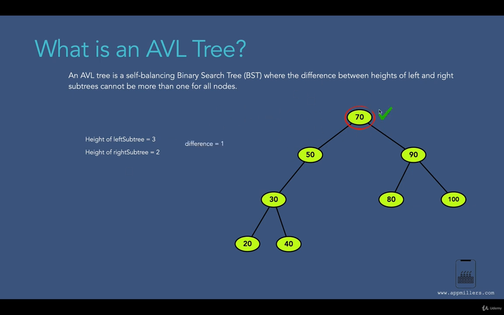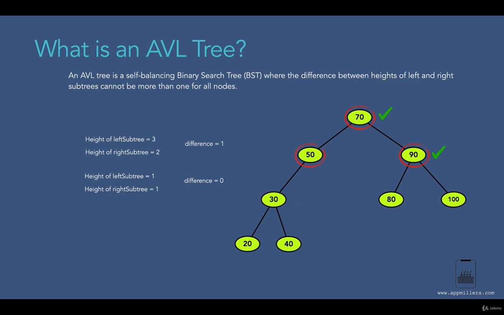So this means that this node conforms with the property of AVL tree, but it says that it has to be applicable for all subtrees. So then we are going to continue to check the right subtree. In this case the height of the left subtree is 1 and the height of the right subtree is 1, so the difference between them is 0. So this means that this node also conforms with the property of the AVL tree.